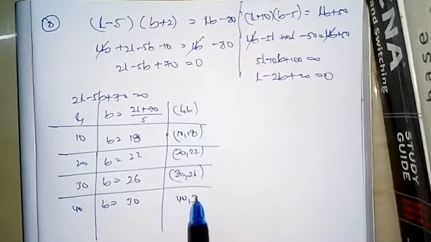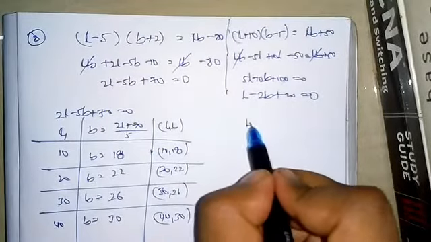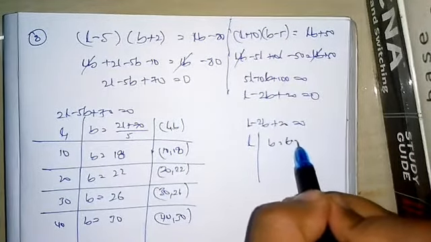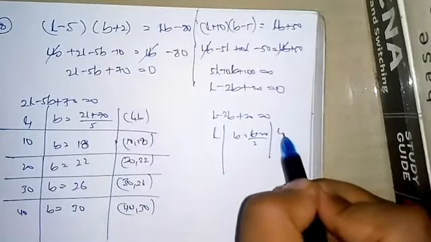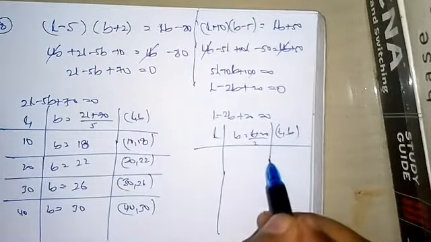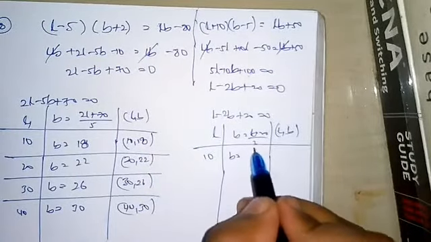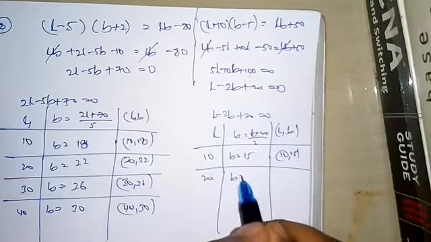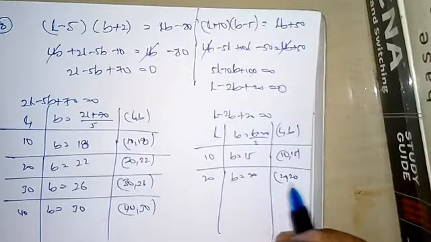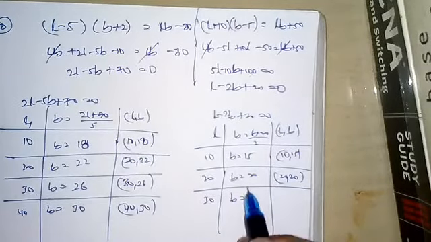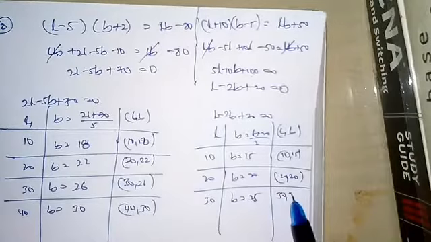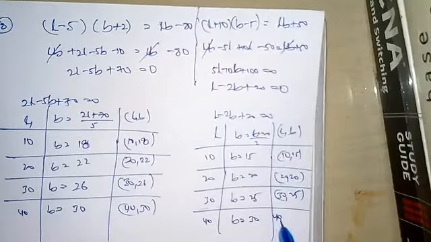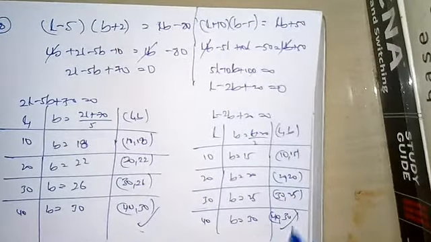So 40 comma 30. Now for the equation L minus 2B plus 20 is equal to 0, B is equal to (L plus 20) by 2. L comma B. For L equals 10, B will be (10 plus 20) by 2, 15. 10 comma 15. For 20, B will be 20. 20 comma 20. For 30, B will be 25. So 30 comma 25. For 40, B will be 30. So 40 comma 30. These two have a common point.